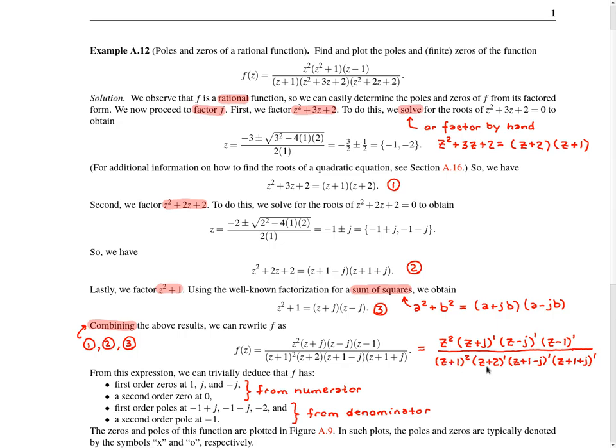Then if we go on to the next factor, we have z plus 2. So we read this as z minus minus 2. So we have a pole at minus 2, which is this one here. It's first order because the exponent here is a 1, so we have a first order pole.